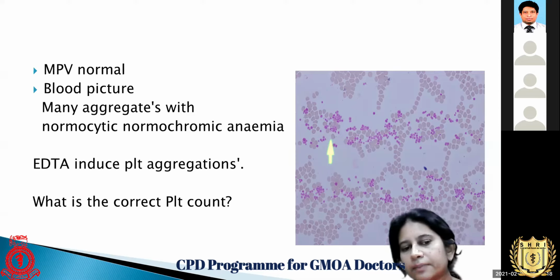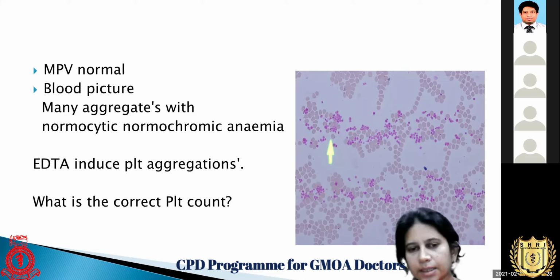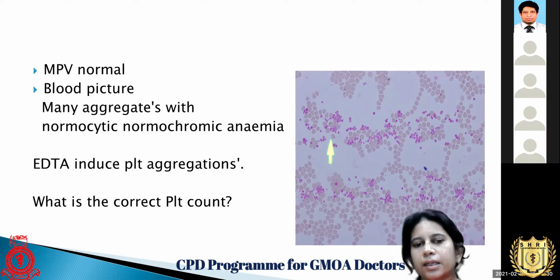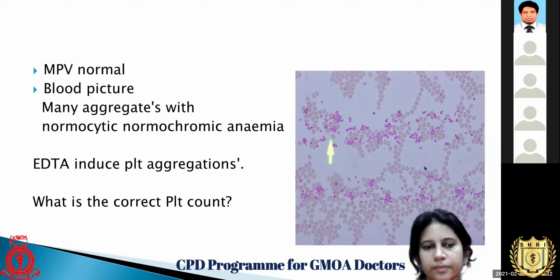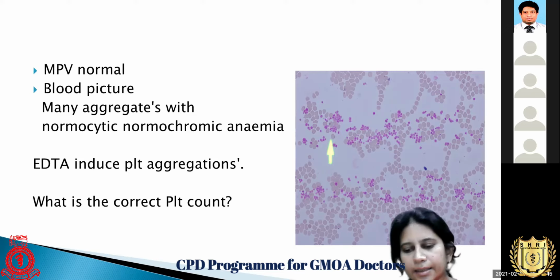So how do you correct the platelet count? You have to send a sample in a citrated tube. Ideally, you should bring the patient, if possible, closest to the machine and take the sample very quickly, then apply it to the machine. Because when you are transporting from the ward to the lab, in that period, even in a citrated tube, sometimes your platelets get clumps.